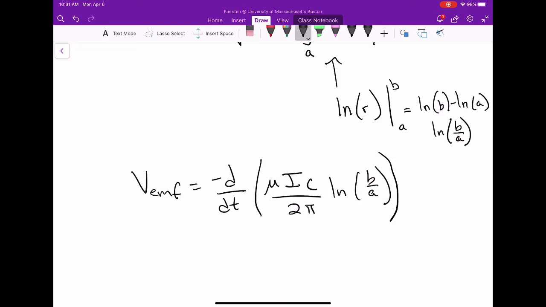Now, if we want to calculate the value of that EMF, we need to choose some value for the current.